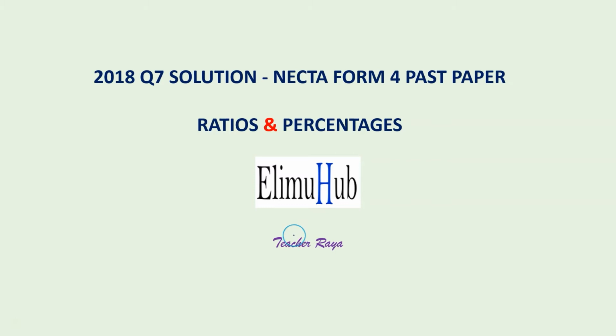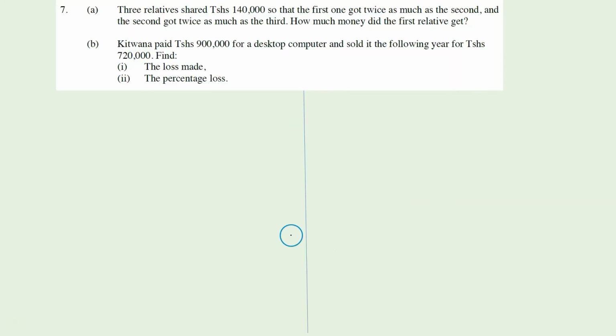The topics for these questions are ratios and percentages. So we are told, 7a, there are three relatives who shared 140,000 shillings. The first one got twice as much as the second one, and the second one got twice as much as the third one. How much money did the first relative get?